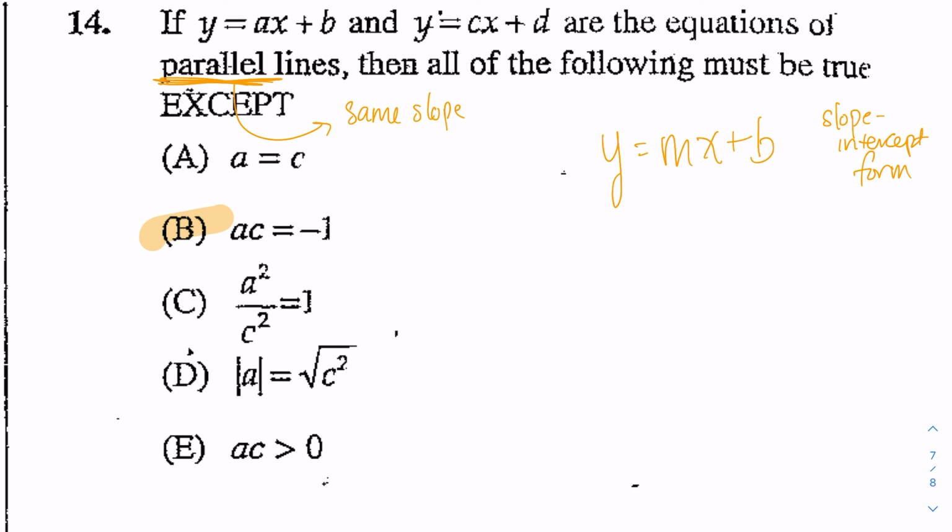This is the slope-intercept form of a line. The slope is actually right there, it's the m. It's the coefficient of the x. So it's this a and the c. So a has to be equal to c. So choice A has to be true.